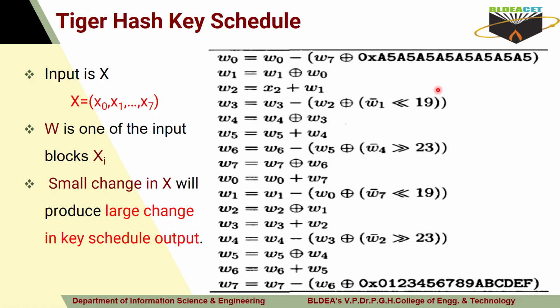And even in each function f of m, what values do you require? You take them as a key, and that key is based on this Tiger hash key schedule here. By using this Tiger hash key schedule, you get the key values, and these key values you take as input for each function, that is, each round here. Okay, is it clear now? Okay, thank you.